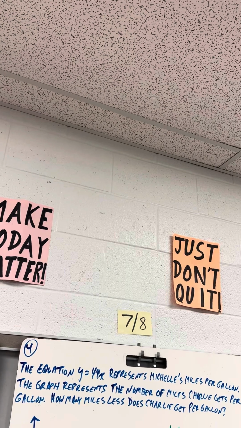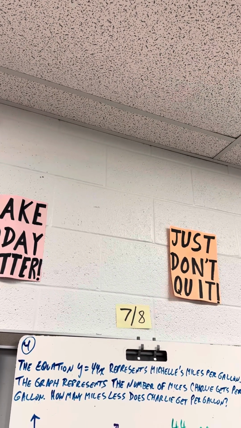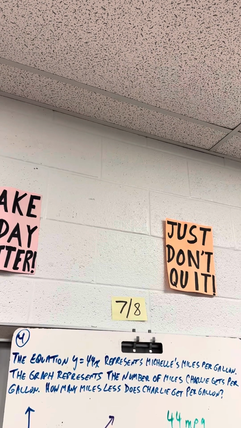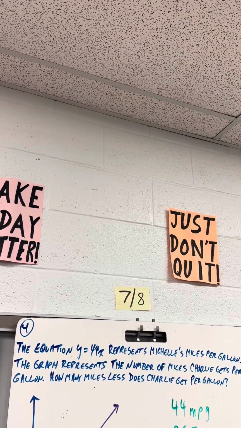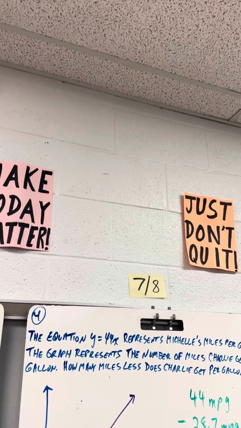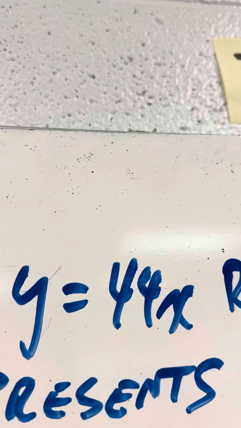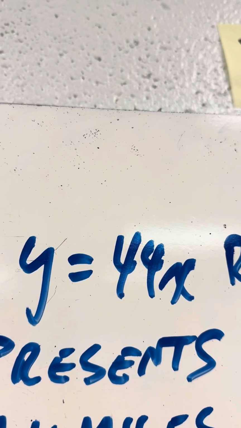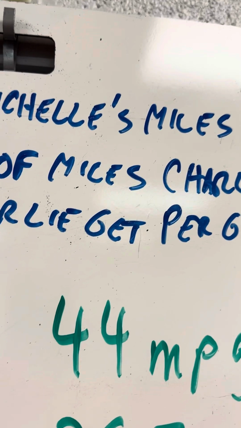The equation y equals 44x represents Michelle's miles per gallon. The graph represents the number of miles Charlie gets per gallon. How many miles less does Charlie get per gallon? Well, first of all, this 44x means she gets 44 miles per gallon. Okay, so that's 44 miles per gallon.